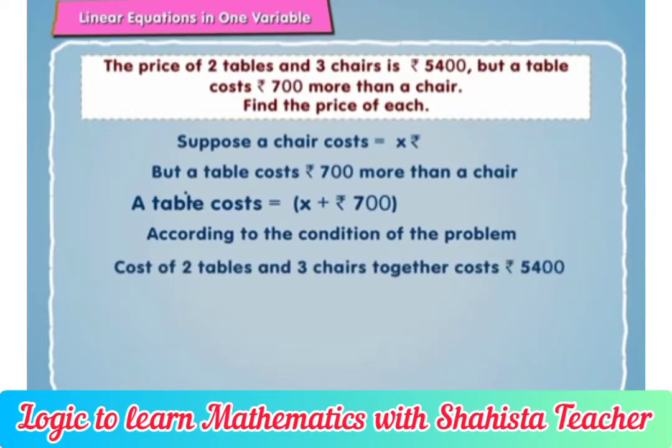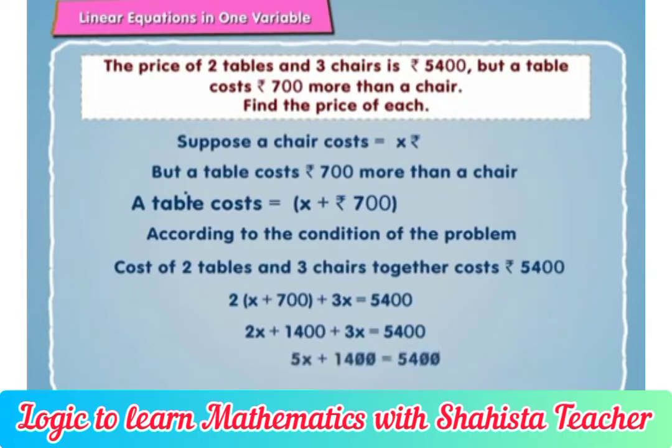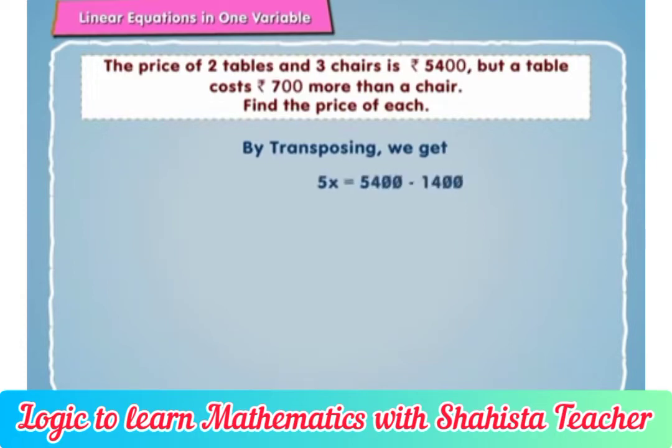According to the condition of the problem, the cost of 2 tables and 3 chairs together is 5,400. So 2 times (x plus 700) plus 3x is equal to 5,400. Now 2 into x, 2x plus 2 sevens are 1400 plus 3x is equal to 5,400. Now 2x plus 3x is 5x plus 1400 is equal to 5,400. Now 1400 will remain on the right hand side. By transposing we get 5x is equal to 5,400 minus 1400, as positive 1400 becomes negative. After subtracting we get 4000. So 5x is equal to 4000, and 4000 divided by 5 gives 800.